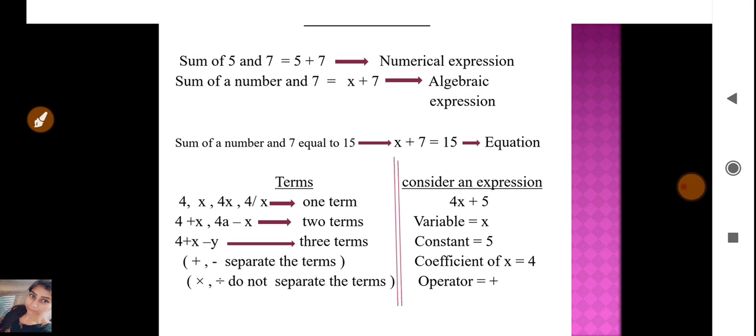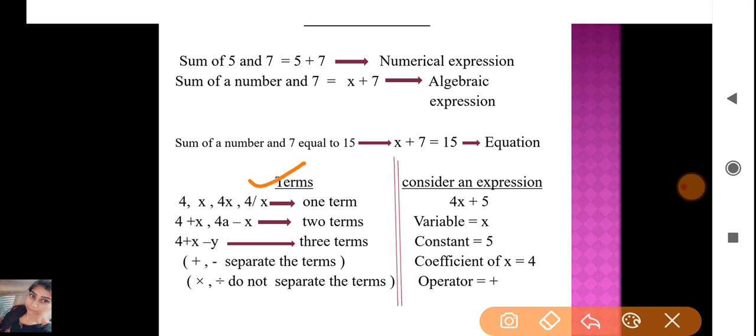Now the next topic is terms. For the terms, first let us understand, if you have a single term, it can be x, it can be 4x or 4 by x or x only, or maybe it can be a single digit constant also. Then also it will be one term only. Now if you have two terms, they may be separated with a plus sign or minus sign. It will be two terms like 4 plus x, maybe it can be 4 minus x also.